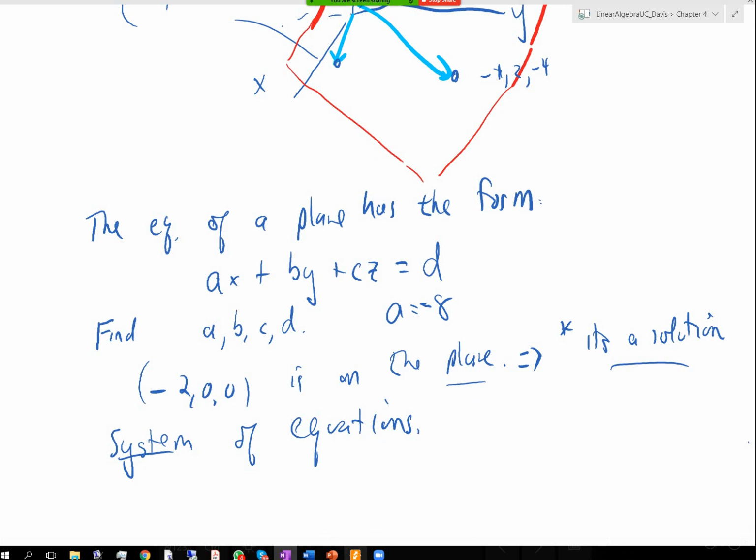Okay, so we're probably going to run with negative 8x plus by plus cz equals, and this is where I'm going to take a guess and say negative 2. All right, now, you said that this is a solution.